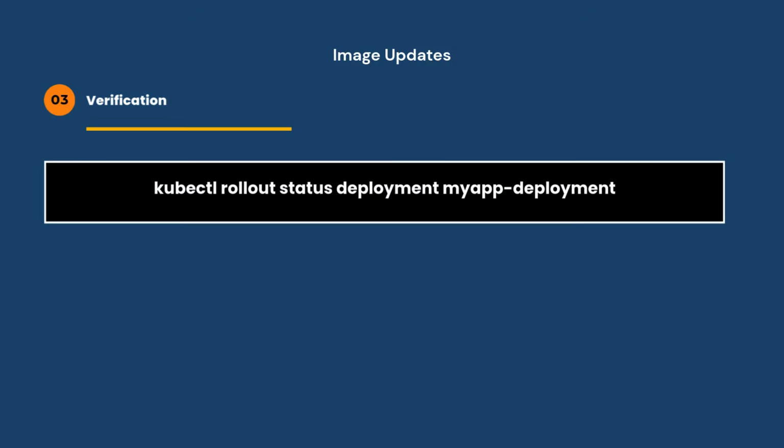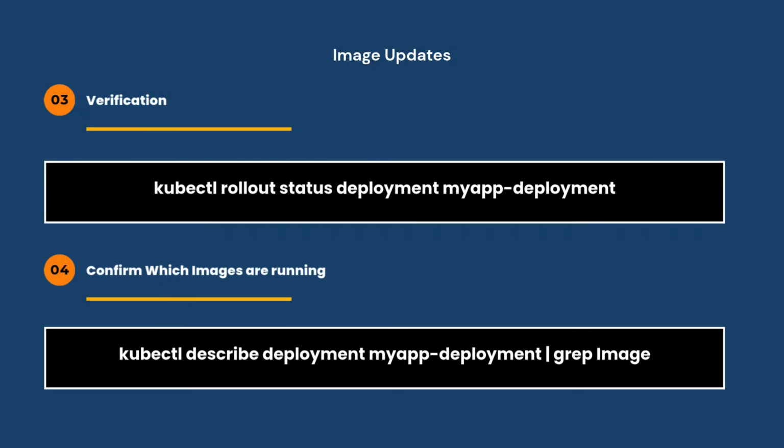After updating, we can check the rollout status with kubectl rollout status deployment my-app-deployment. We can also confirm which images are running with kubectl describe deployment my-app-deployment | grep image. And this is the flow of the image update.